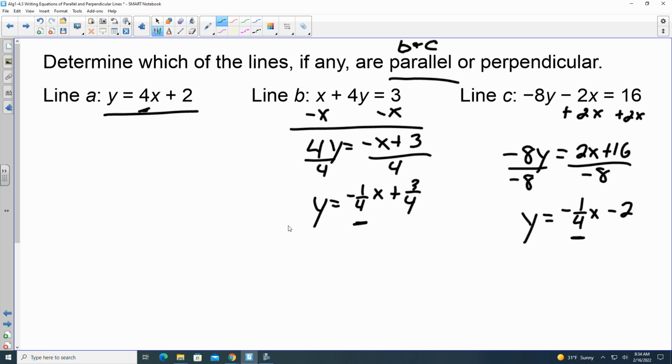They're both negative 1/4. Now, for perpendicular ones, the original one is 4. If I flip the fraction and change the sign, 4 and negative 1/4 are in fact opposite reciprocals of each other. So line A is perpendicular to both B and C. All right, this little upside down T is the symbol for perpendicular. If you're ever looking at the symbol for parallel, it kind of looks like this. It's like two vertical lines. So if you ever see that symbol, that's what that means.